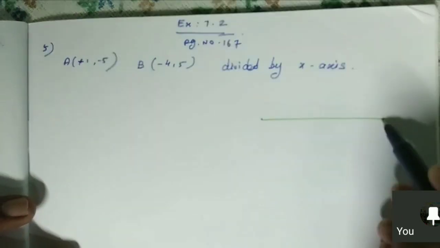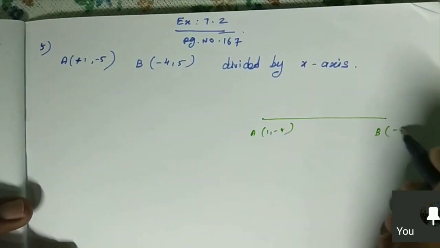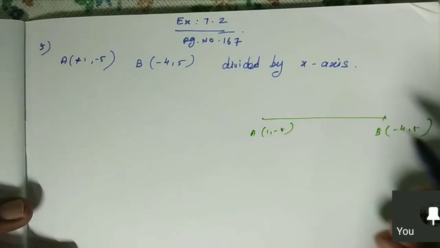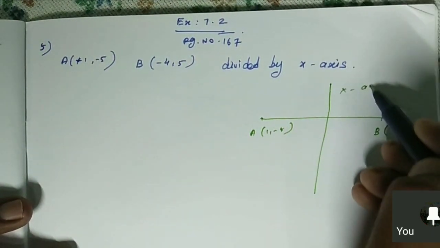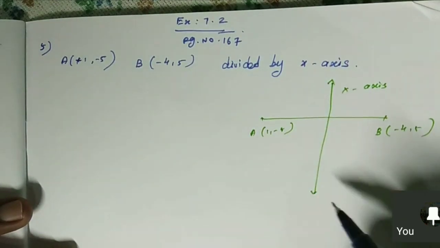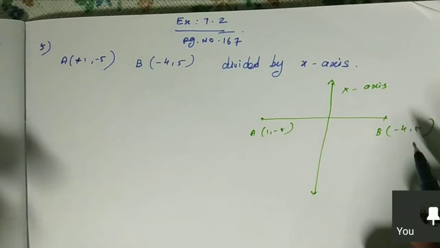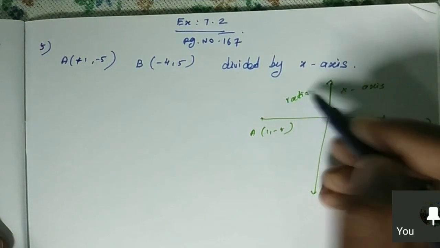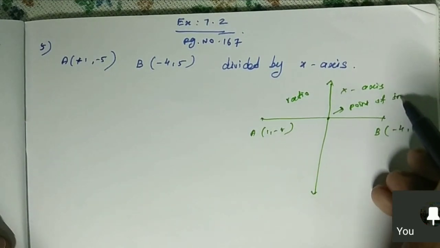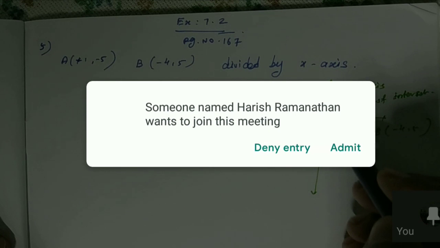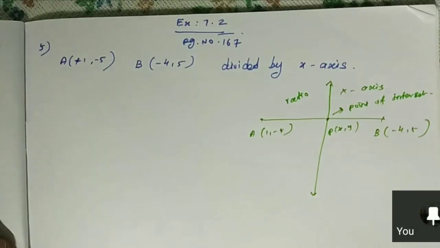So point A is (1, -5) and point B is (-4, 5). They are joined by a line, and this line is divided by the x-axis. I don't know where the point lies, or in what ratio it divides the line. So I need to find the ratio as well as the point of intersection. I just consider this point of intersection as P(x, y).